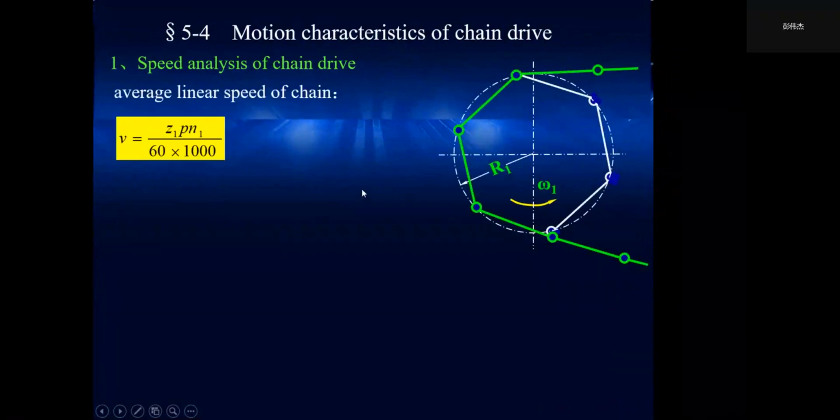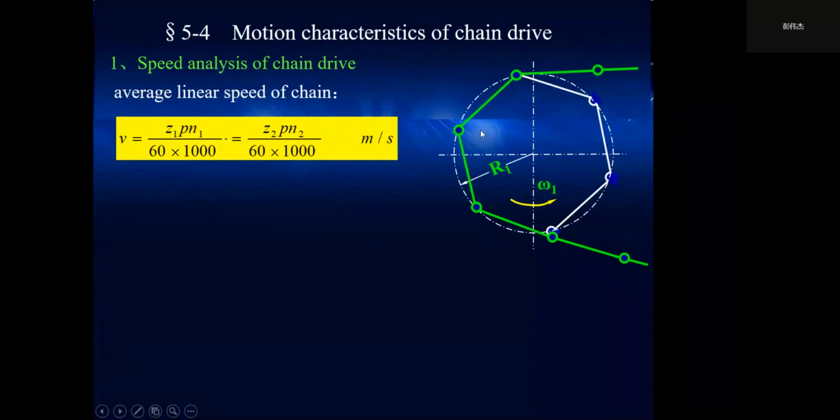This is the average linear speed of chain. This is V1, for the driving sprocket. It's determined by the number of teeth Z1 times P times the speed N1 and divided by this.